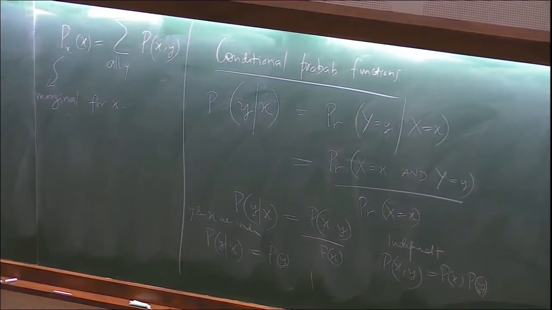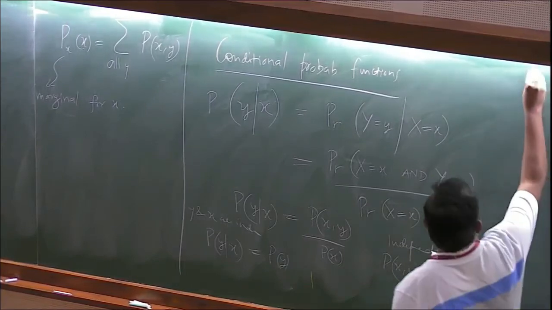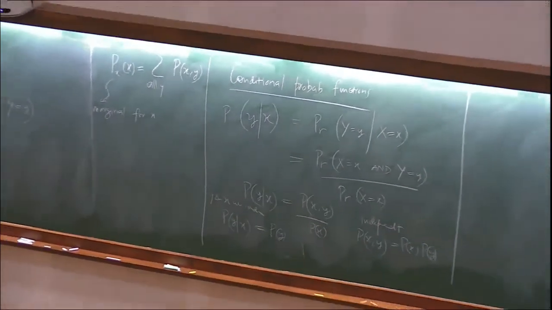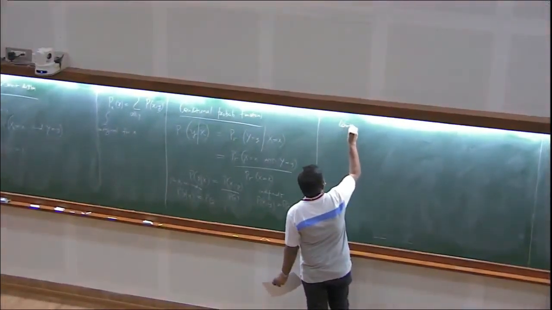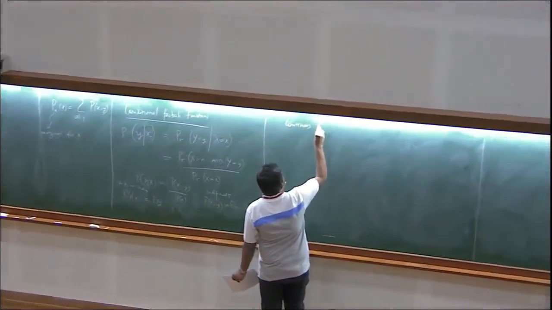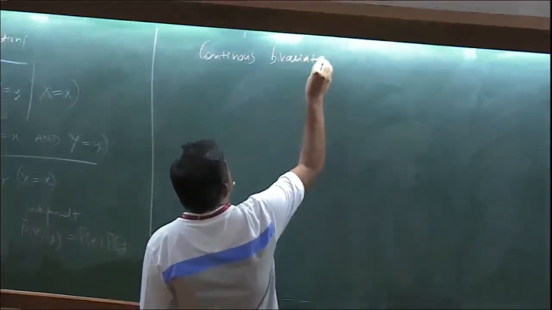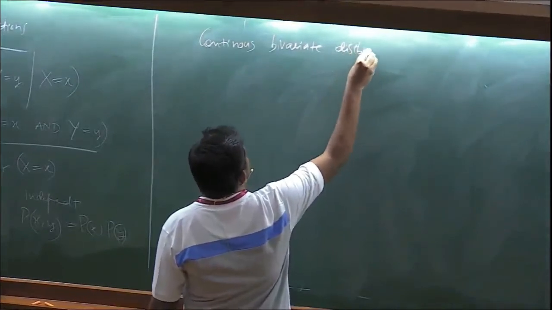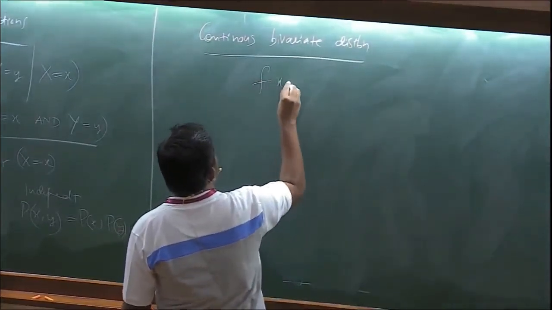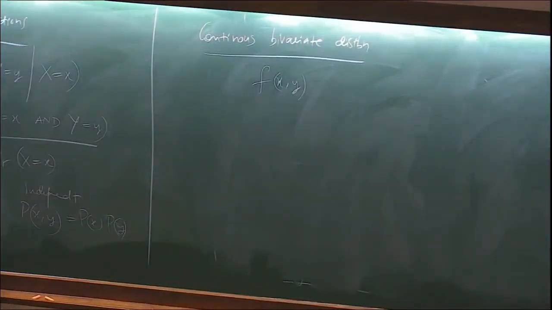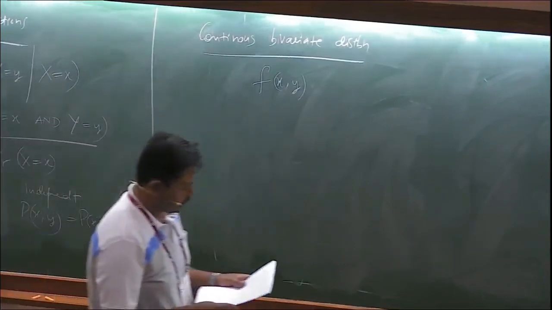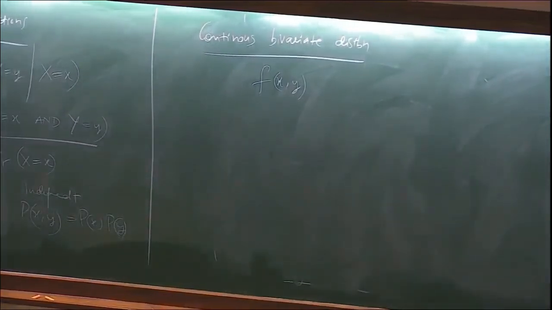I want to end with how you describe multivariate distributions, and that's a good point to stop. So if you have a multivariate distribution, now I've gone to a continuous bivariate distribution. And so I have the probability density f of xy. So f of xy dx dy gives you the probability of finding x between x and x plus dx and y between y and y plus dy.